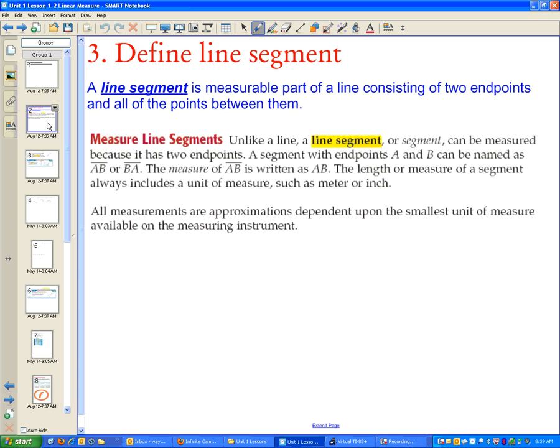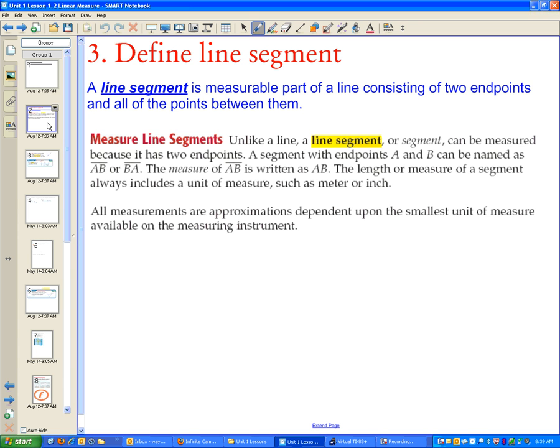The measure of segment AB is written as AB, like we talked about again yesterday. The notation is don't put any symbol above it, and it means length of or measure of. Okay? And again, you could put BA instead of AB. That would be all right. The length or measure of a segment always includes a unit of measure, such as meter, inch, kilometers, whatever.